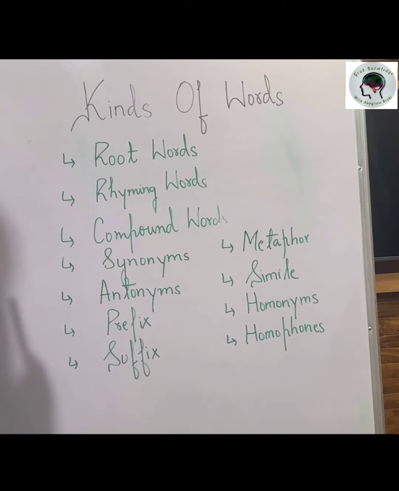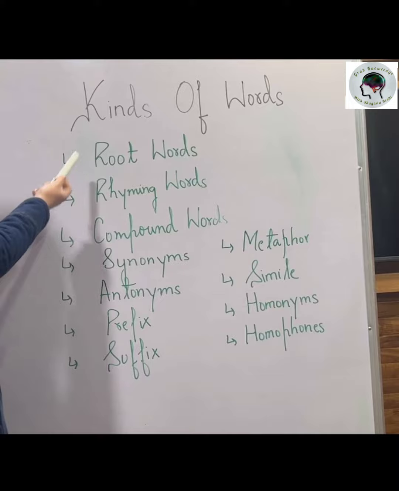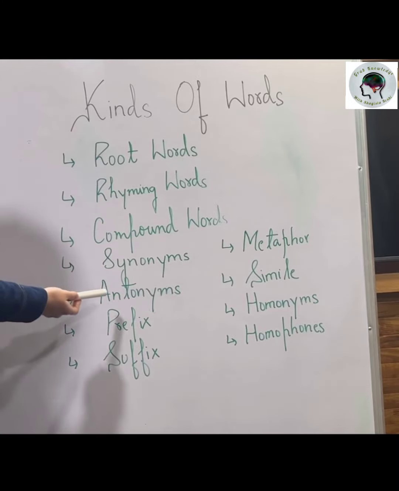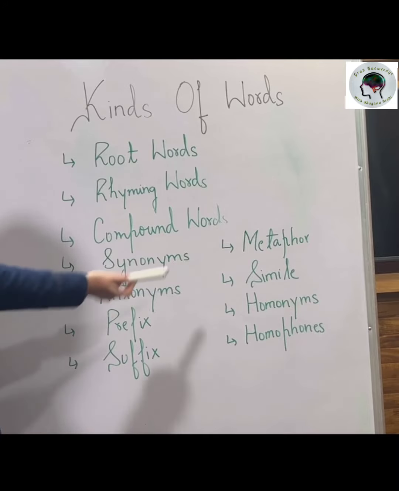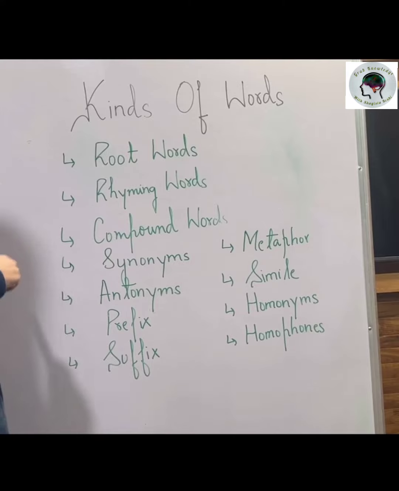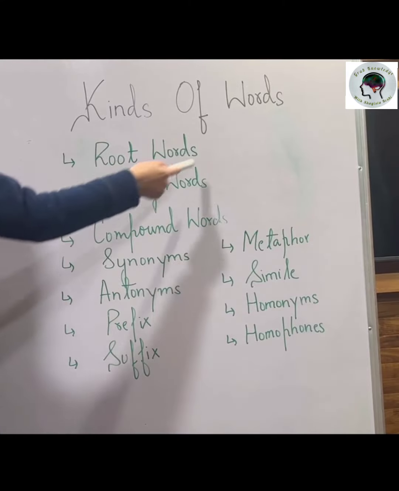तो words जो है उनके different kinds है. Root words, rhyming words, compound words, synonyms, antonyms, prefix, suffix, metaphor, simile, homonyms and homophones. So in the next video, we will discuss about root words.